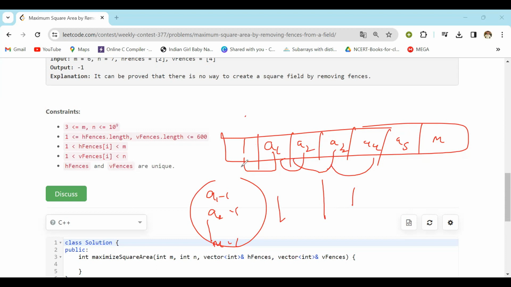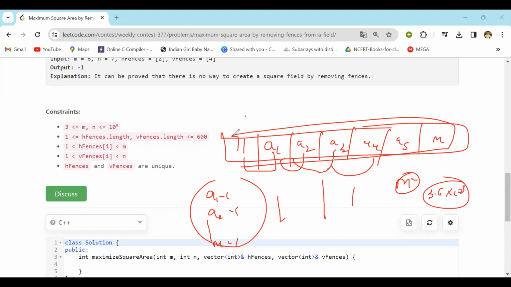How many will there be in total? A total of M square, right? And M is 600, so it's not more. 600 into 600 is 3.6 into 10 to the power 5. These are the total different possibilities horizontally. Similarly, we can find the total different possibilities of lengths vertically. Then we can match the maximum common they have.